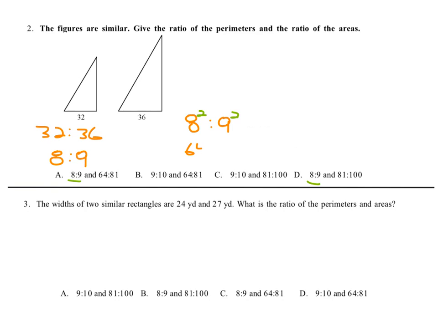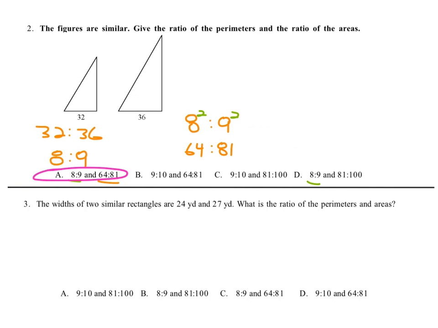What is 8 squared? 64. What is 9 squared? 81. And we see that here on A. So the answer is A. Okay, there's side length ratio, which means any lengths, including perimeter, will have that same ratio. We just need to simplify it. That's 8 to 9. And then square them for the areas, because area is units squared.